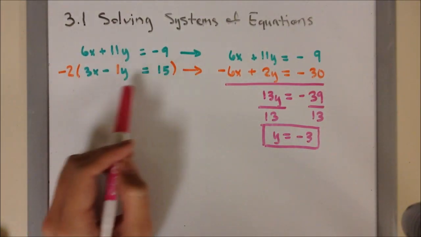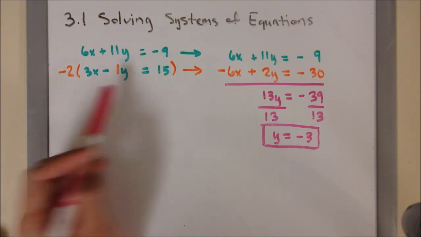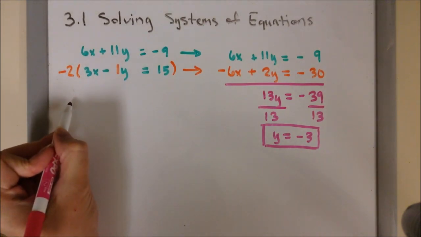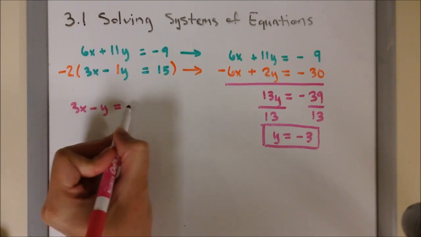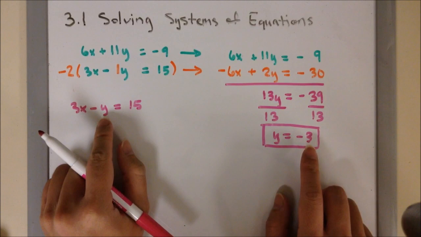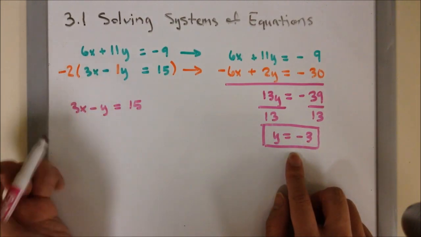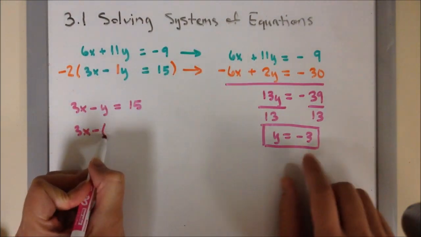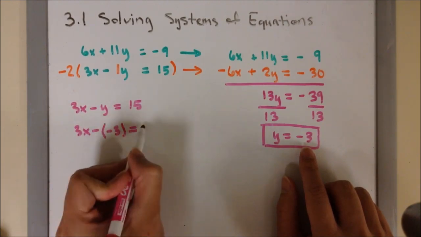Now let's choose the second one because it has smaller x and y values. So I'm going to write the original, I repeat, the original equation. So 3x minus y equals 15. So what I'm going to do is plug in negative 3 into y. But be very careful, if there's the minus, you got to keep it there. So 3x minus, now my y value is negative 3. So I'll plug in negative 3 equal to 15.